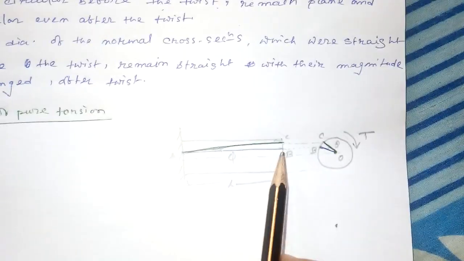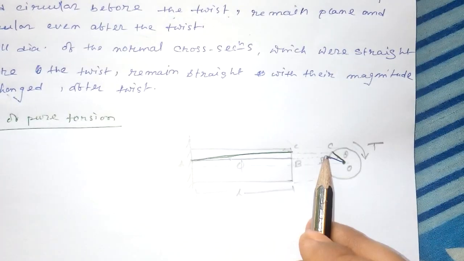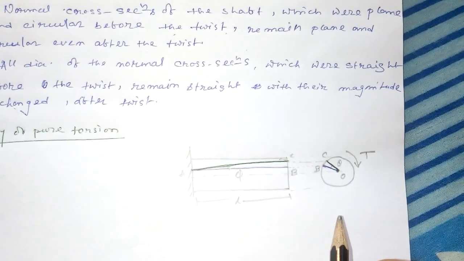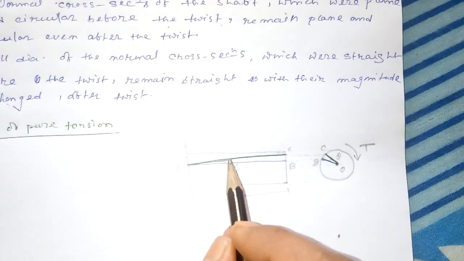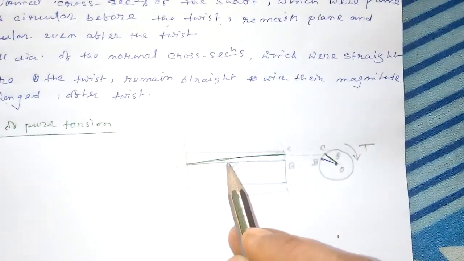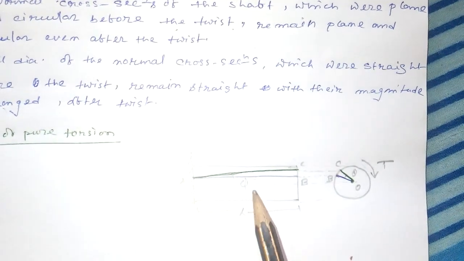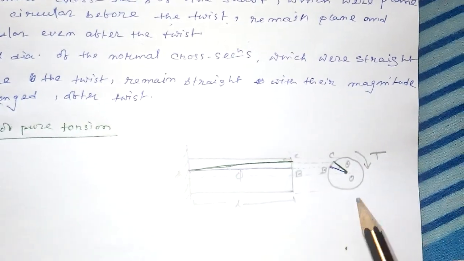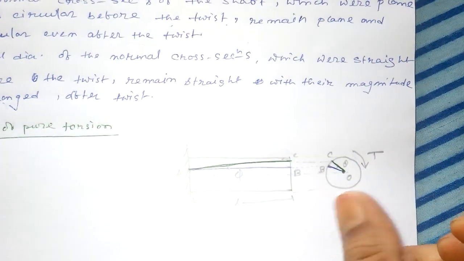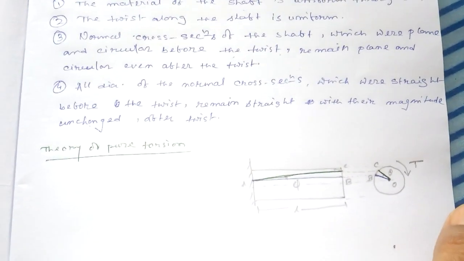So this line AB now became AC, and OB now became OC, right? That means obviously the initial and final lines will have some angle. Suppose we get this angle as phi in the longitudinal direction, and this angle we get as theta in the cross-sectional direction. Now let us find some relation between them.